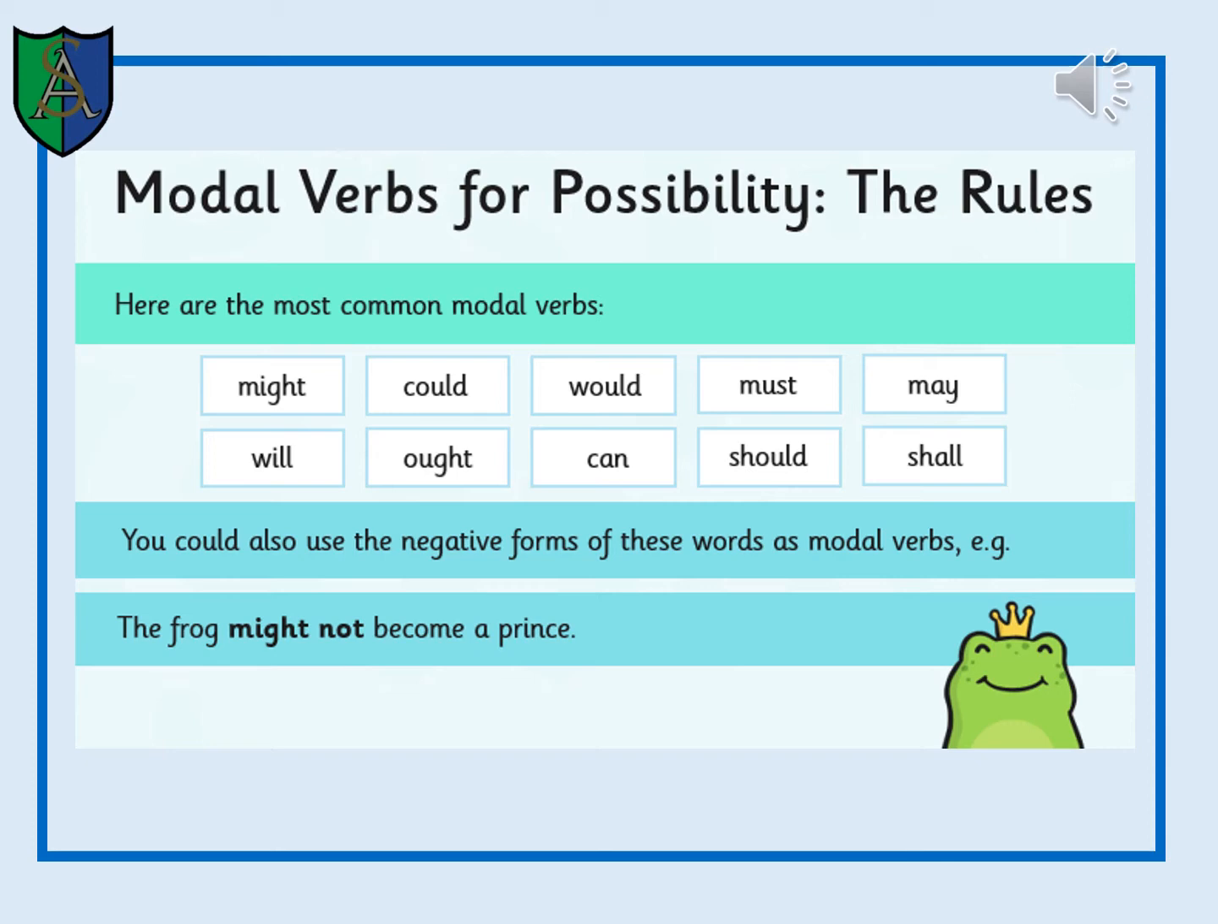You can also use the negative forms of these words as modal verbs. So for example, the frog might not become a prince. You could say could not, would not, must not, will not, and so on. So you can use the negative form and they would be modal verbs together.